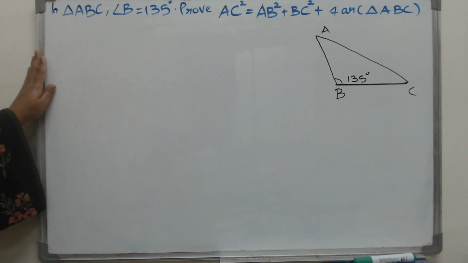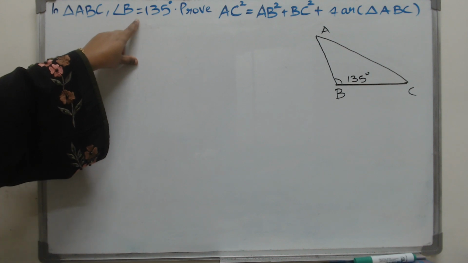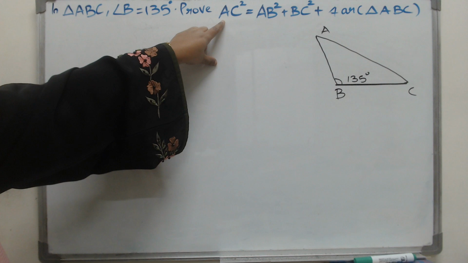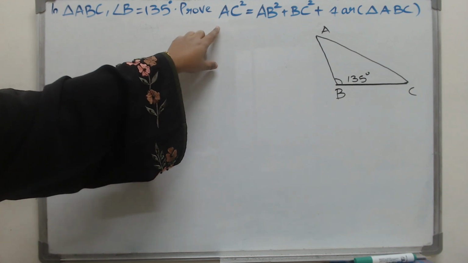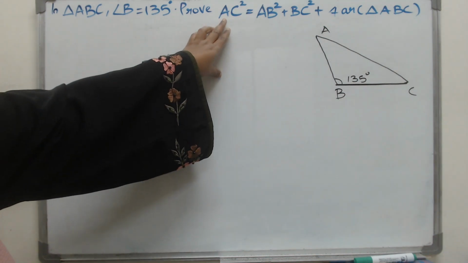Here we have a triangle whose one angle is 135 degrees. Then we have to prove that such an equation holds. Now what do you see in this equation? Sum of squares of sides. Where have we seen them?